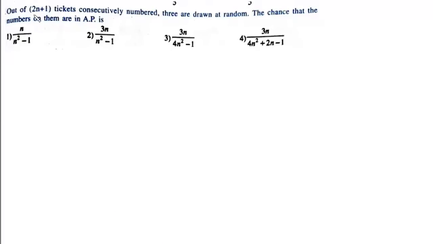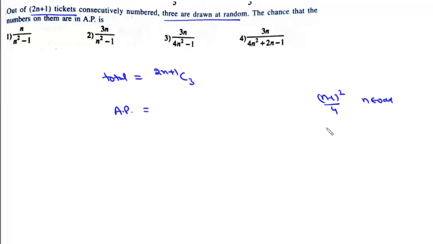Now here the question is, out of 2n plus 1 tickets consecutively numbered, 3 are drawn at random. The chances that the numbers are in AP is. Now if we find total number of ways of choosing 3 tickets, it will be 2n plus 1 C3, and these 3 tickets, they are in AP, and for this AP we have worked out a formula which I have discussed in the compendium, and the formula is, it is (n minus 1) whole square by 4 if n is odd, and it is n into (n minus 2) by 4 if n is an even number.